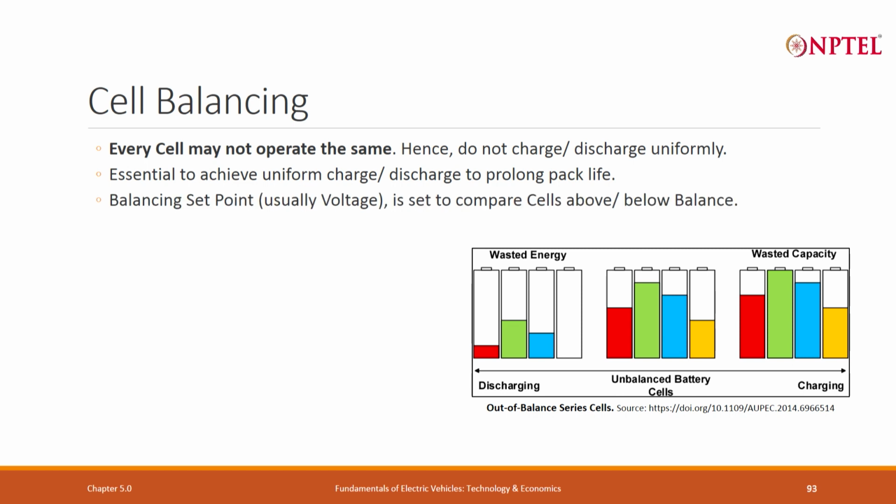Balancing set point, usually a voltage, is set to compare whether a cell is above or below balance. We set a set point. Now, for NMC chemistry, what would be the cell voltage? Peak cell voltage is 4.2 volt or 4.3 volt. So, I will set the point at 4.2 volt. Now, some cells could be below, some cells could be slightly above. So, I will try to bring all other cells back to the 4.2 volt level.